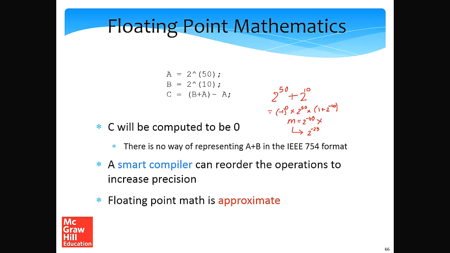So what most hardware would do is take 2 to the power 50 plus 2 to the power 10, and since the mantissa cannot be represented, they'll just produce 2 to the power 50 as a result. And then when we subtract 2 to the power 50 minus 2 to the power 50, C will be computed to be 0. So this is a non-intuitive result mathematically, right? Mathematically we don't expect this result. What do we expect? We expect A and A to cancel and the result to be B, which is 2 to the power 10.